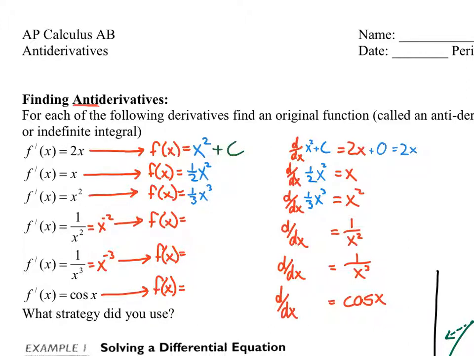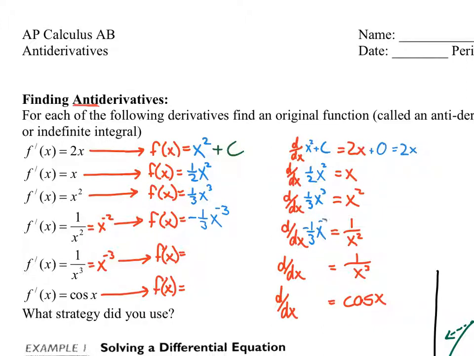Take a couple minutes here. I want you to try to figure out these last 3. Do we have some ideas? What did you get for 1/x squared? Negative x to the negative 1. Negative 1/3 x to the negative 3. Is that what you said? Well, let's test it out.